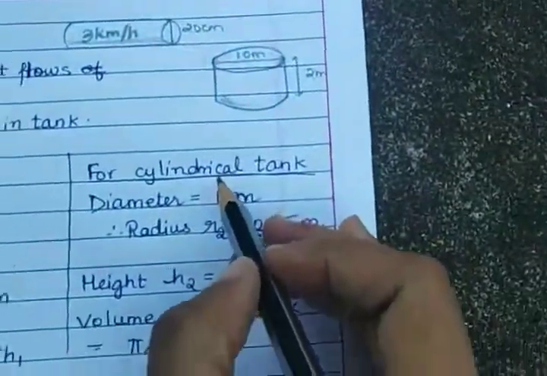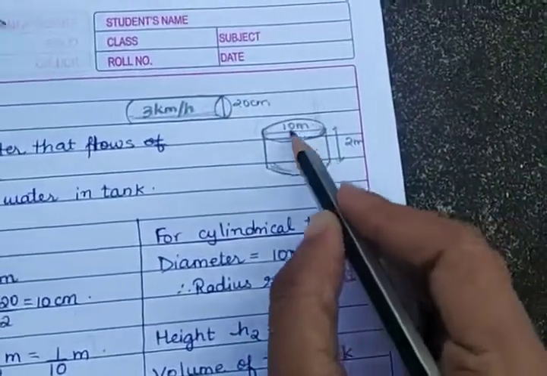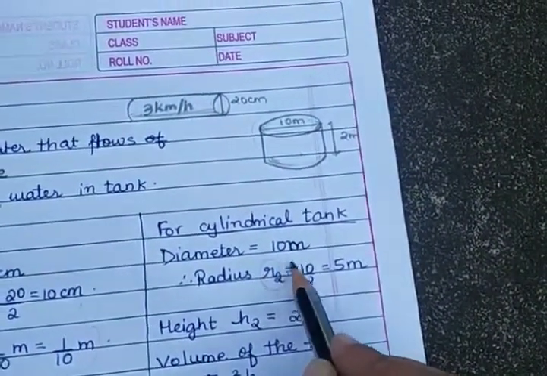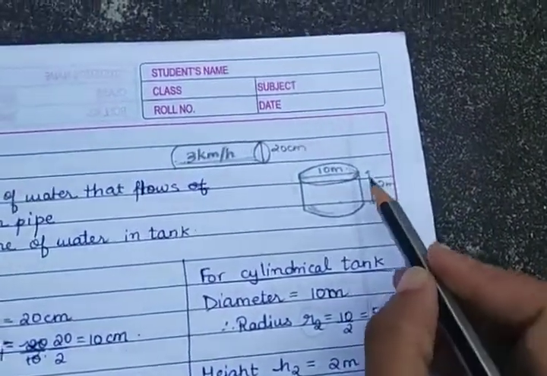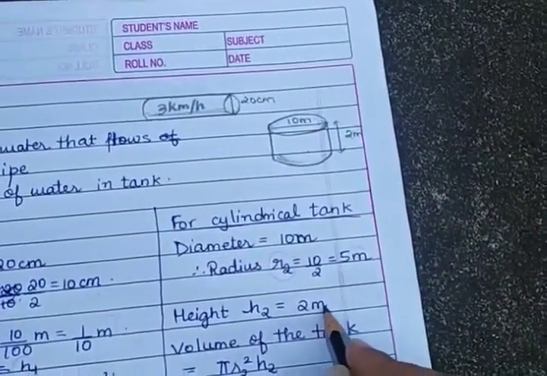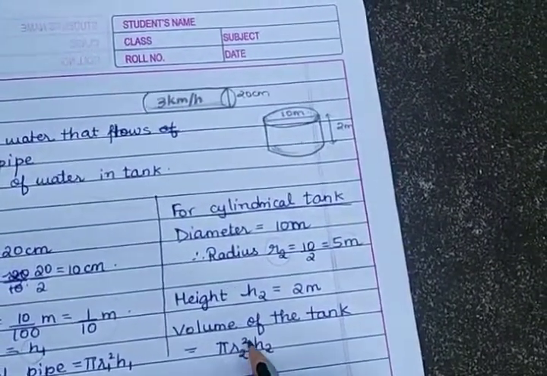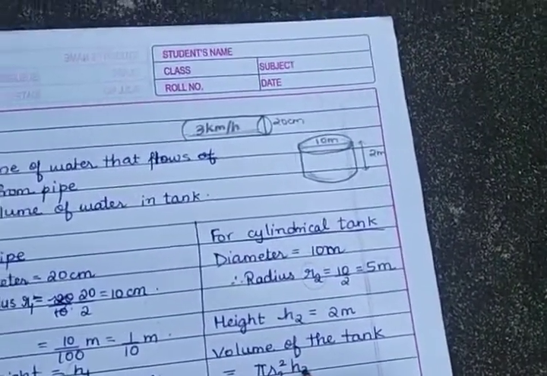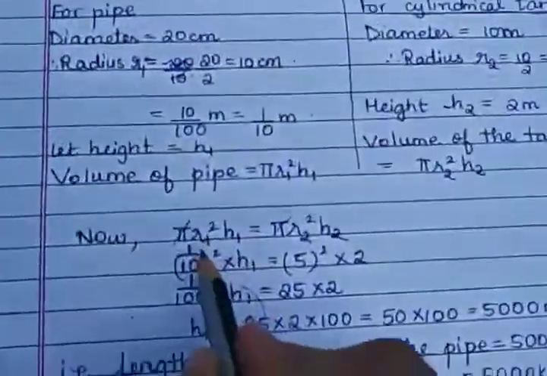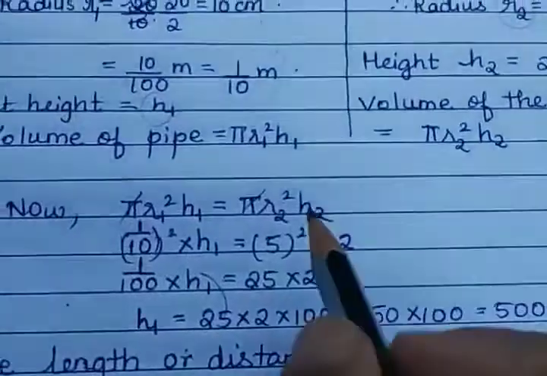Now let us find the volume of the cylindrical tank. Here the diameter is given to be 10 meters, so the radius, let us denote it by R2, is 5 meters. And the height is given to be 2 meters, so H2 is equal to 2 meters. The volume of the tank is pi R2 square H2. As I told you, the volume of the pipe will be equal to the volume of the tank. So pi R1 square H1 will be equal to pi R2 square H2.